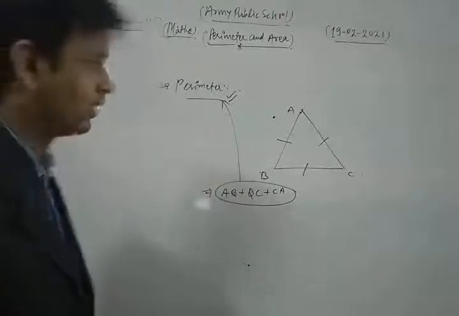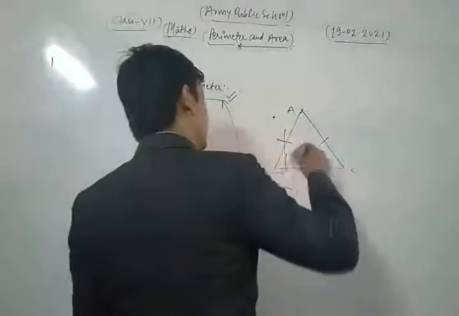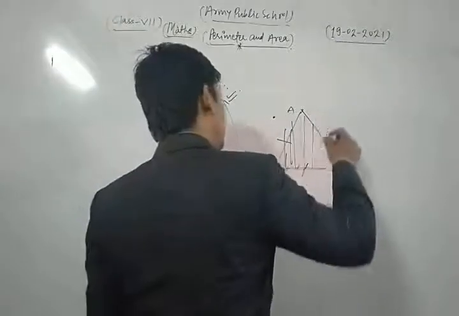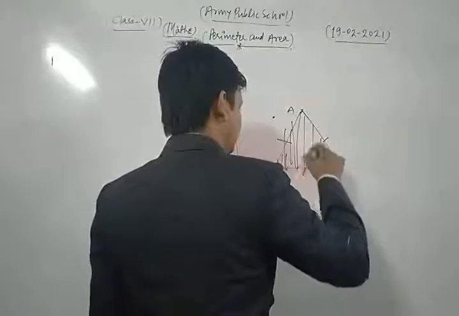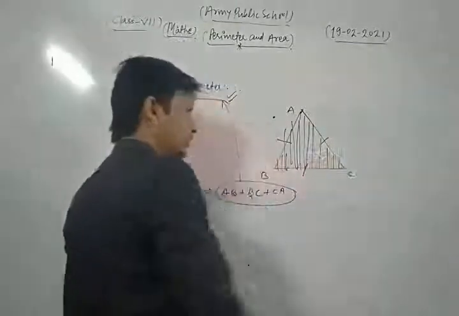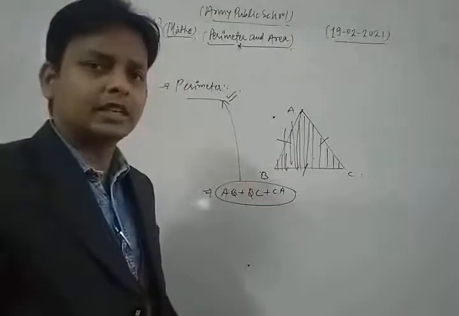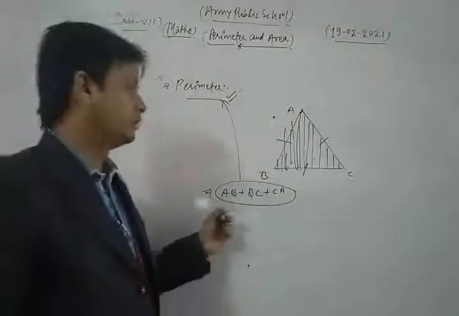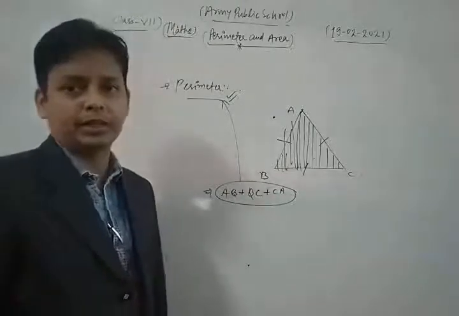The second important thing is area. The region occupied by any geometrical figure is known as its area. This is the difference between perimeter and area, which is very important for your upcoming examinations.